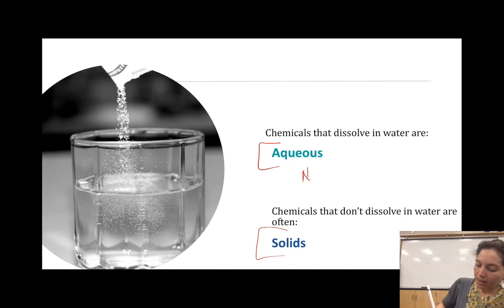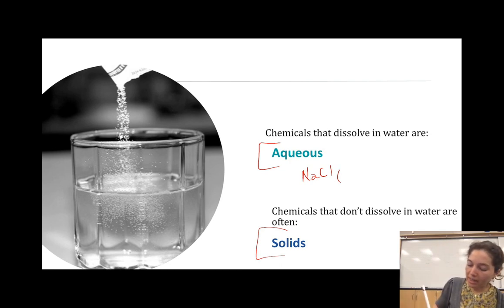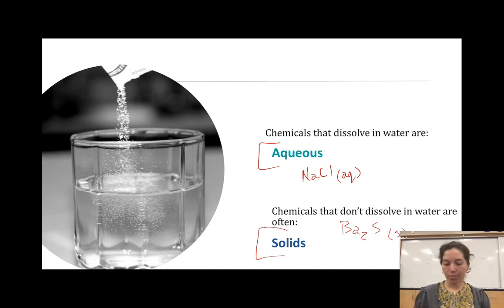So things like table salt, NaCl, dissolve in water, so it is aqueous. We abbreviate that as AQ. Whenever you see a solid that's not soluble, like Ba2S, it's written as this for solids.